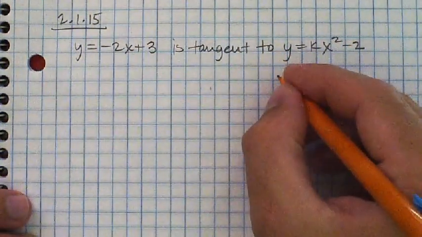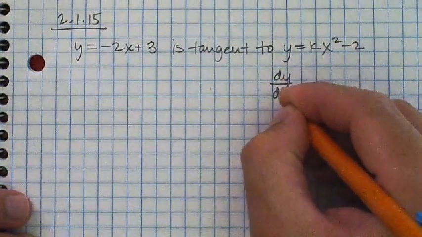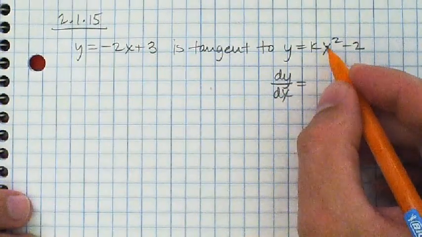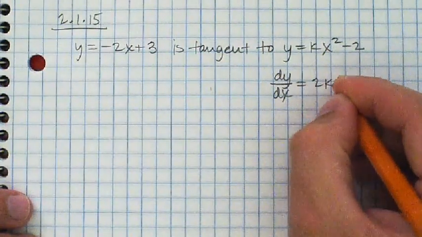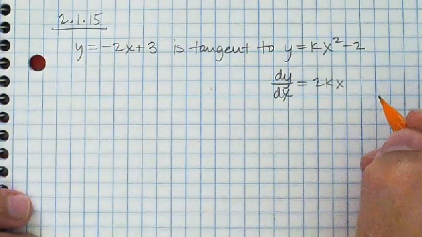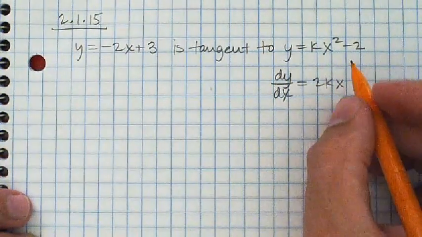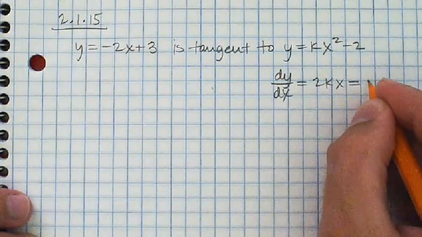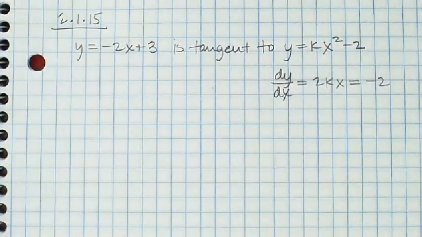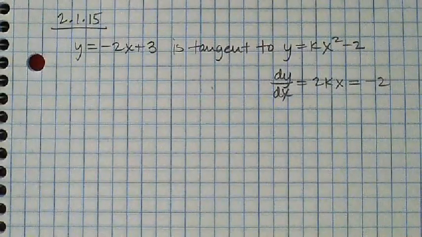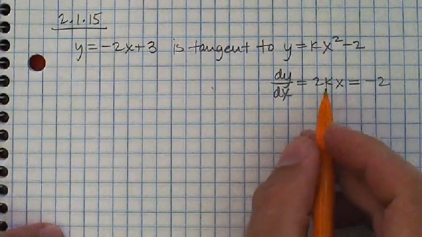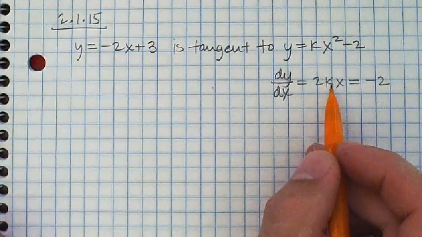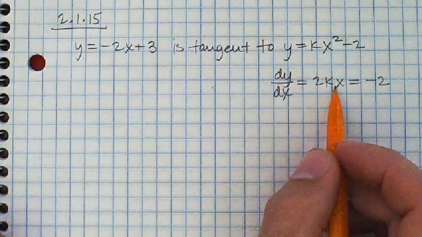So over here I've got dy dx is equal to, k is a constant, so 2 times k times x to the first minus 0. And that needs to equal negative 2, right? So it's got the same slope. All right, so I know that 2kx has to equal negative 2, and I'm really not sure what x is going to be, so I'm just going to hold on to that for now.